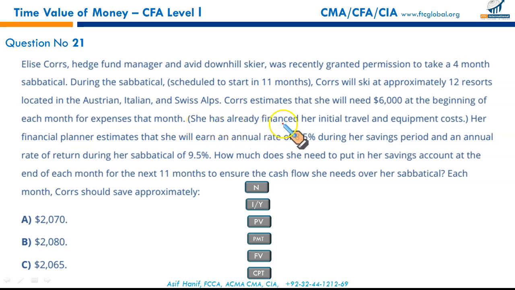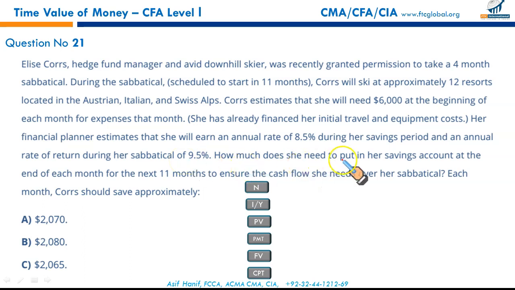She has already financed her initial travel and equipment costs. Her financial planner estimates that she will earn an annual rate of 8.5% during her saving period and an annual rate of return during the sabbatical of 9.5%. So it means first she will have to invest for 11 months. These 11 months will get her 8.5% return, and after that the rate will go up to 9.5%.